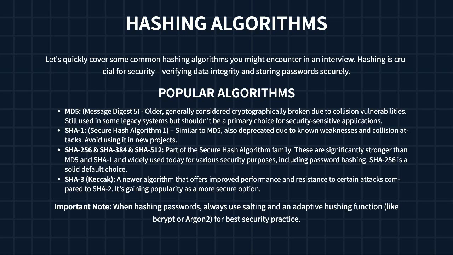SHA-256, SHA-384, and SHA-512 are much more robust choices. Definitely keep those in mind. And finally, SHA-3 is a newer algorithm that's becoming increasingly popular because it offers better security. Now, a quick reminder, when dealing with passwords, just hashing them alone isn't enough. You always need to use salting and something like bcrypt or Argon2 for extra protection.